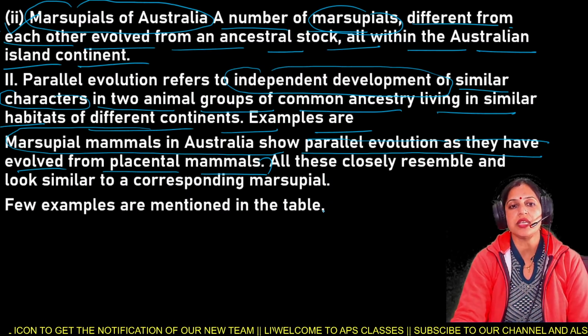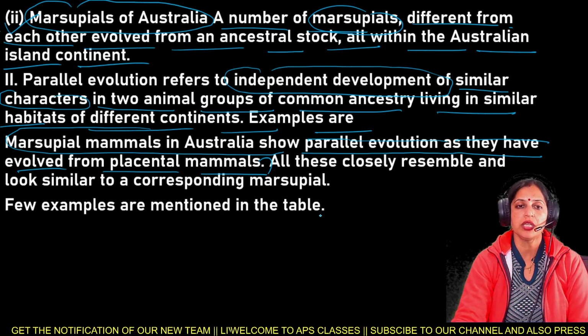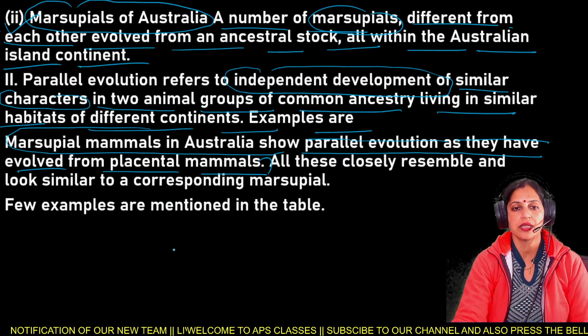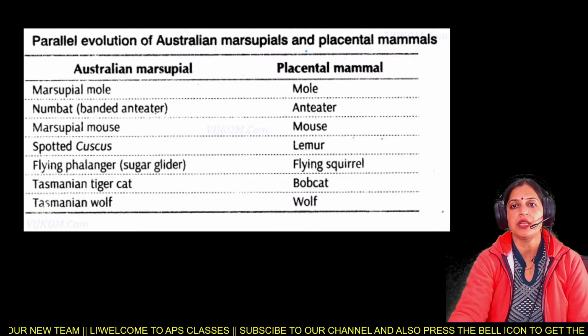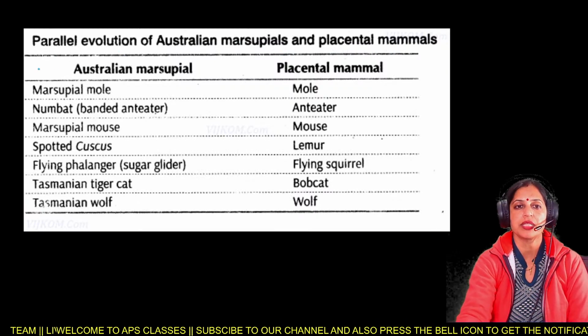All these closely resemble and look similar to the corresponding marsupials. Examples are mentioned in the table. So this is the parallel evolution of Australian marsupials and placental mammals.